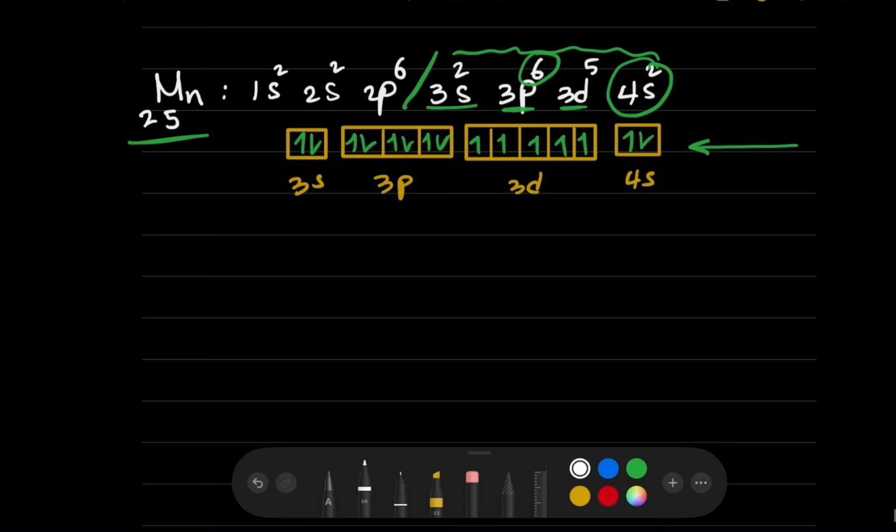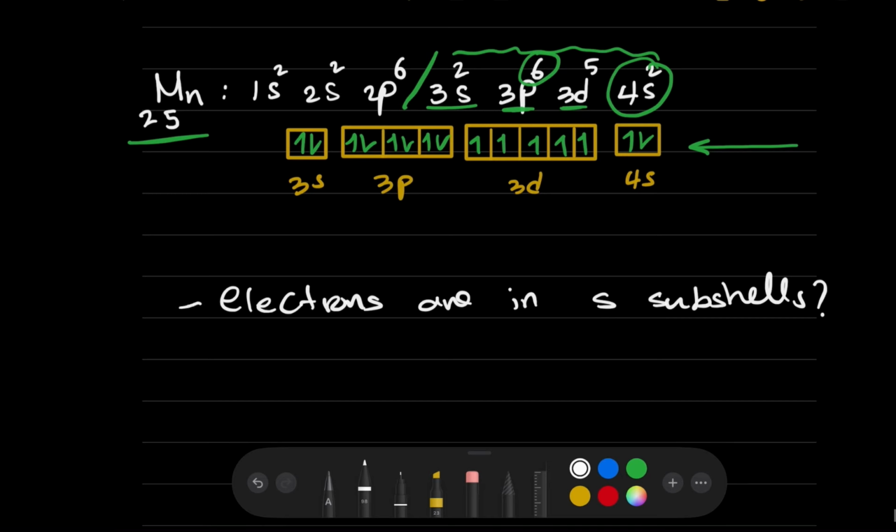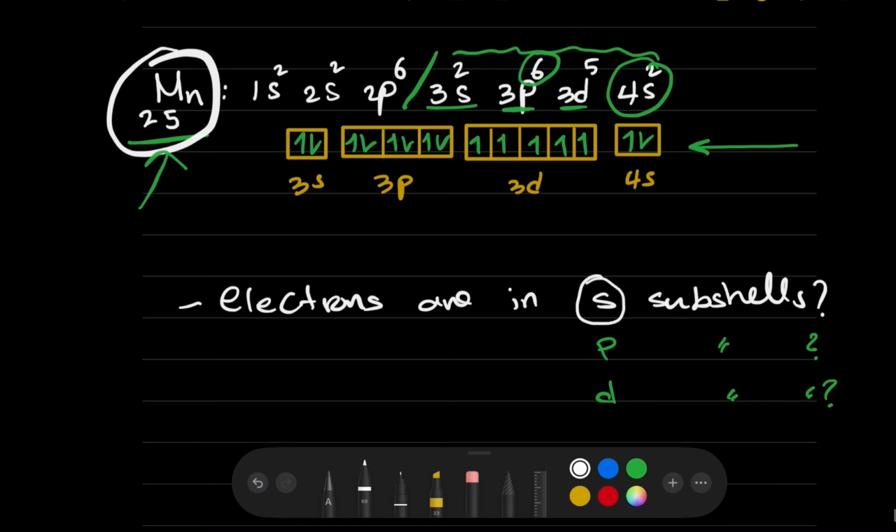If I ask you how many electrons are in the S subshells overall, based on the manganese atom, I also need to know the number of electrons in the p orbitals and the d orbitals, as all of these questions are based on the manganese atom. First, you might say that S contains 2 electrons, but that answer is not right.